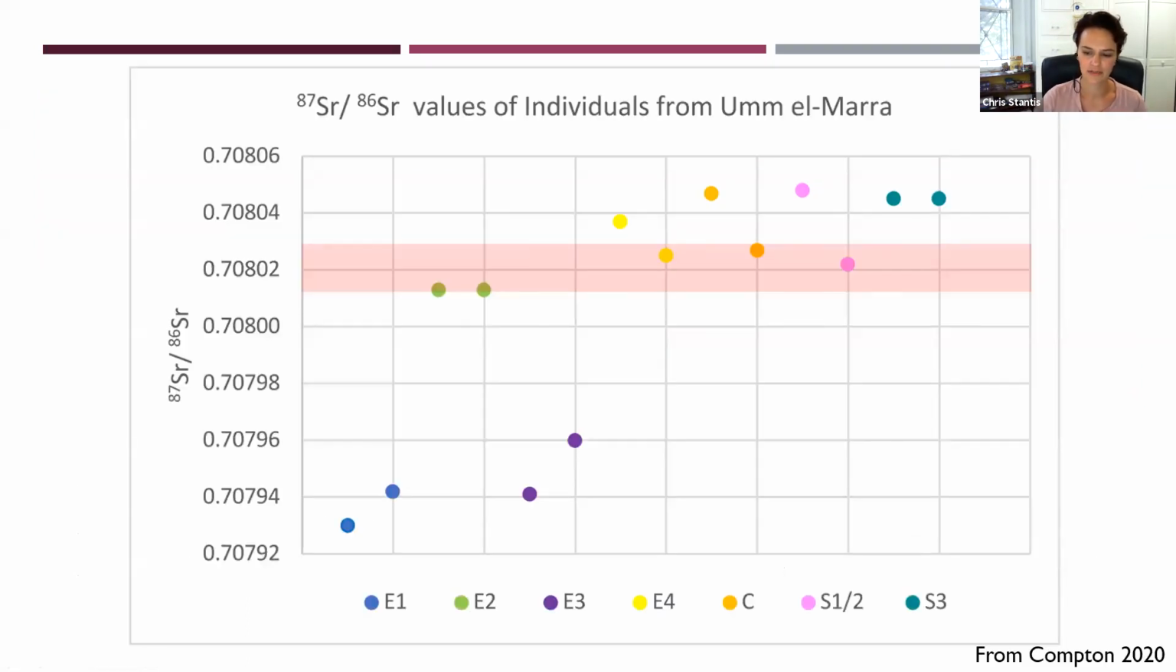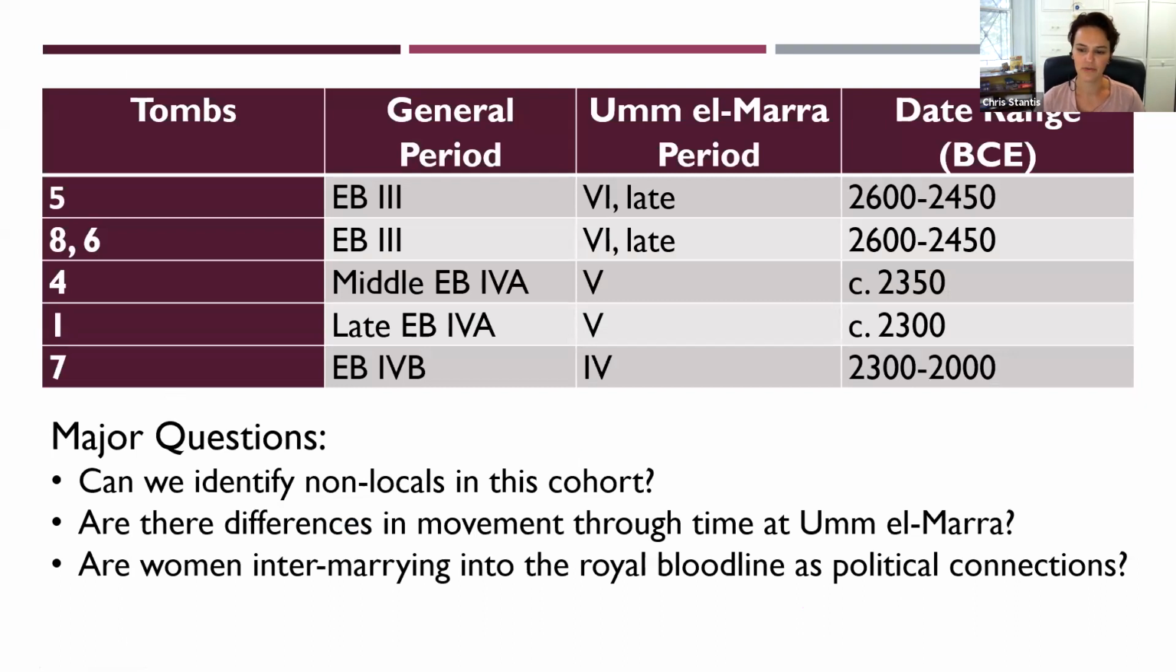For el-Marra, I'm specifically curious about identifying non-locals in these tombs and if we can make any guess as to where these non-locals are from and whether there are any differences in mobility over time or between the sexes.